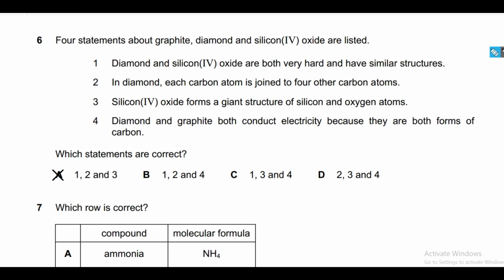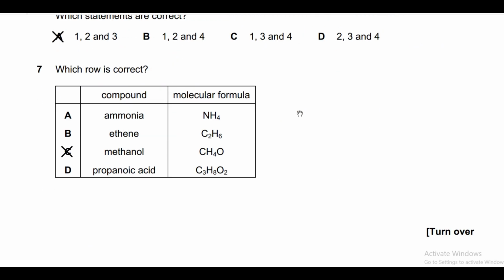Now number 7, which row is correct? Compound. Methanol is a compound and the molecular formula of methanol is CH3OH.